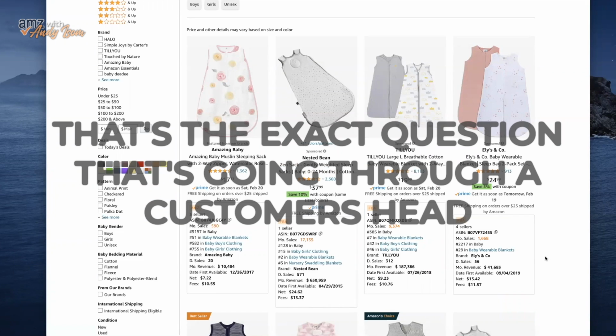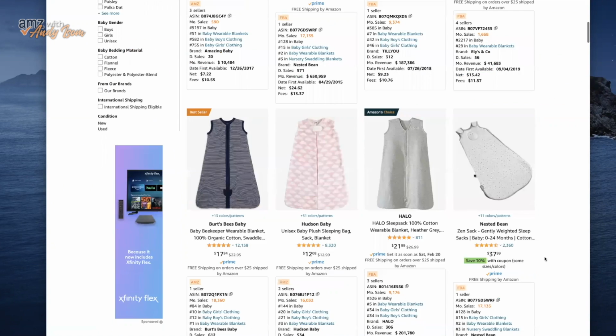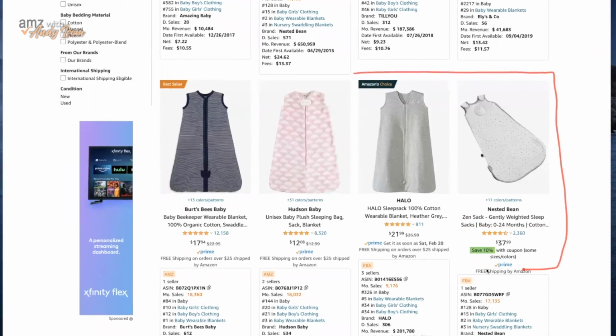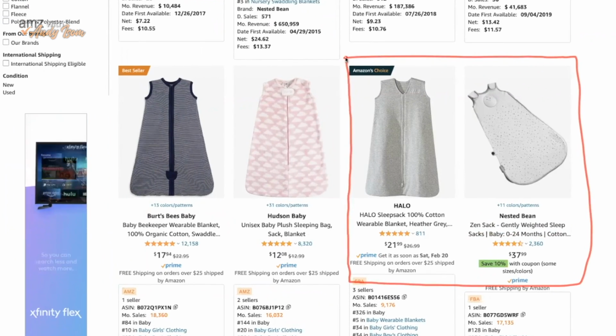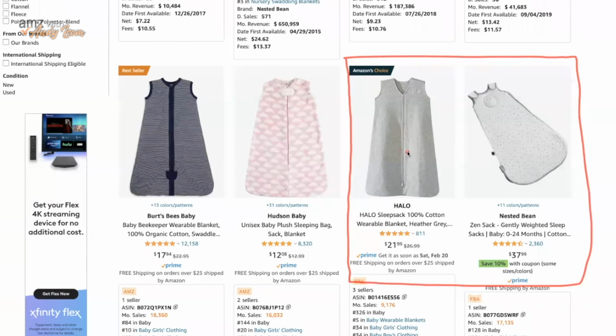When they scroll through this and they find, let's just use these two right here. Let's pretend I'm shopping for a sleep sack. I'm pretty open-minded. I didn't search for Halo sleep sack, I just searched for sleep sack. I just want to see what's out there. They get to this part on the page and the customer is thinking, okay, these two are interesting. Halo, I've heard of them before. I remembered Karen over on Instagram mentioned it. And Nested Bean, how come Nested Bean is $37.99 and these guys are $21.99? What's so special about Nested Bean that's making them $37.99?